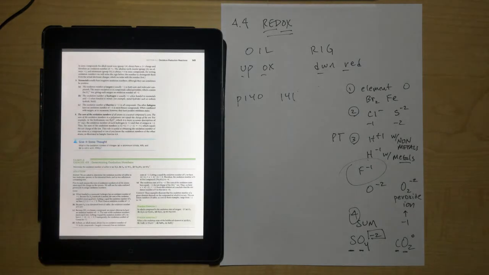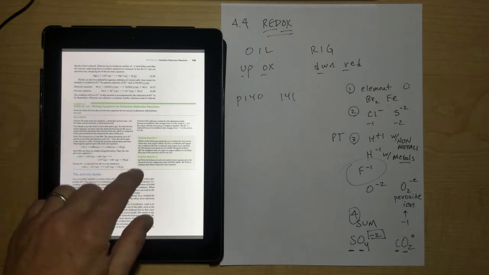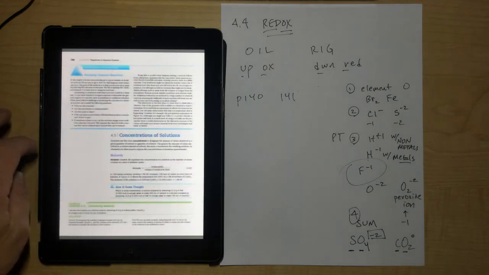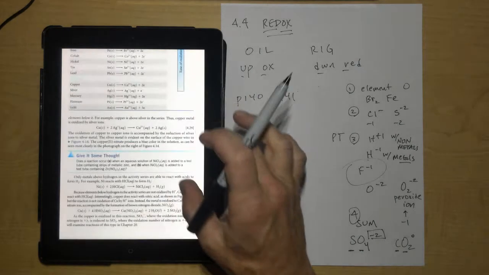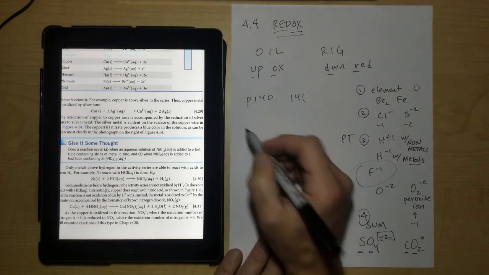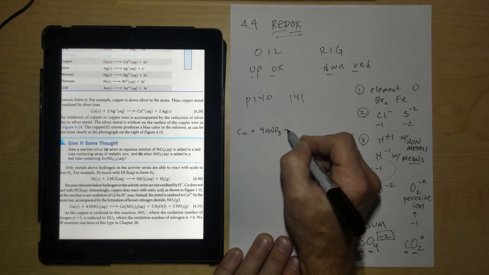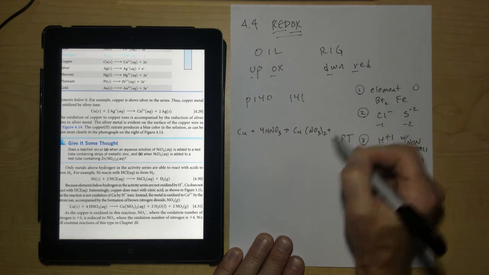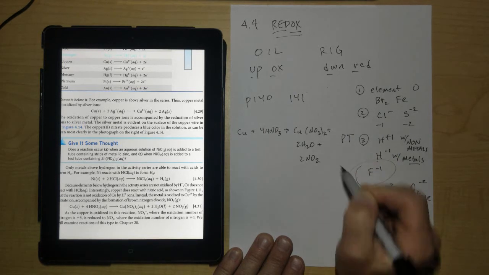All right, let's go through and let's assign some oxidation numbers, and let's see if a reaction is redox or not. Let's find one on here that's kind of tricky. Here's a good one down here. Let's just use this reaction that happens to be on this page. This one is Cu plus 4HNO3 arrow, and then Cu, and then NO3 2, and then it has 2H2O, and then it has 2NO2.